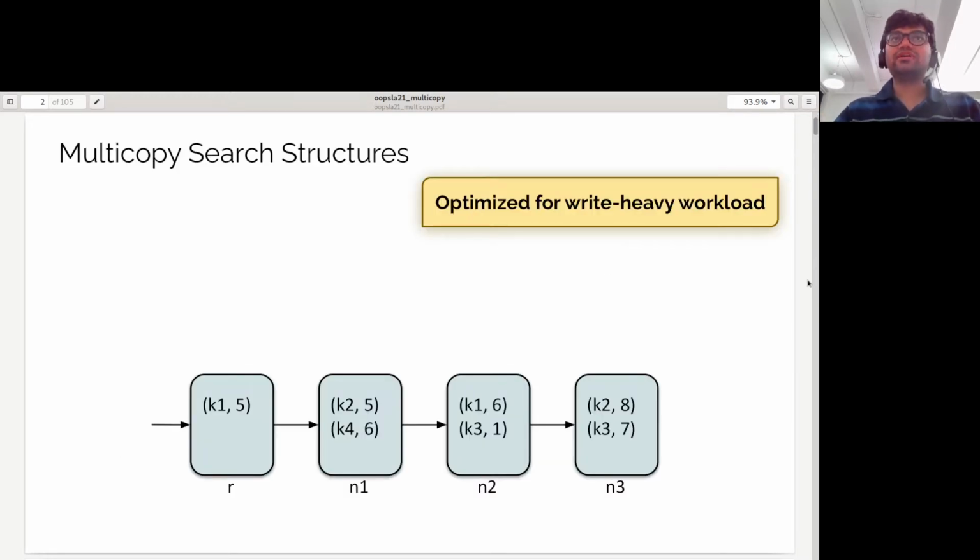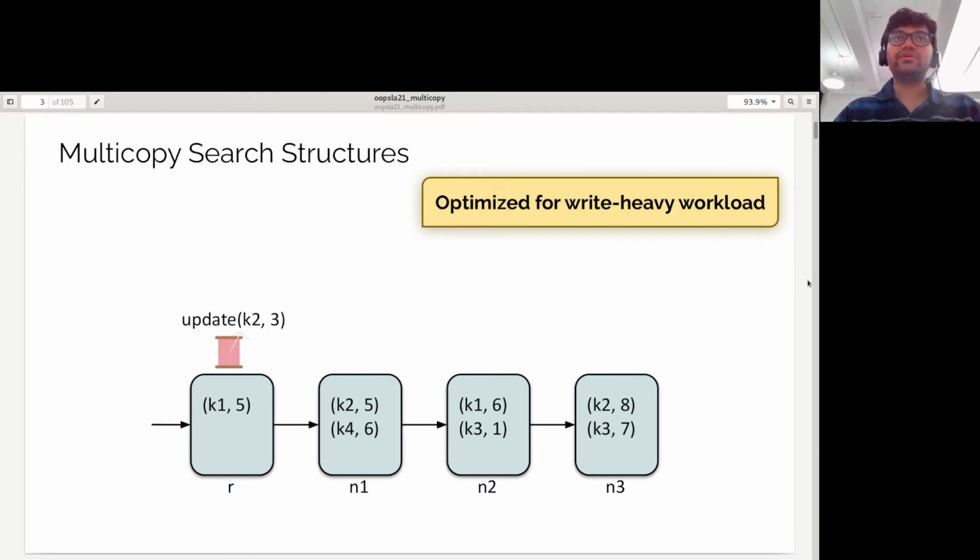Okay, so let me start off by explaining what these multi-copy search structures are. These are data structures which implement a key value store, and they are optimized for write-heavy workloads. So the insertions and updates must be handled very efficiently.